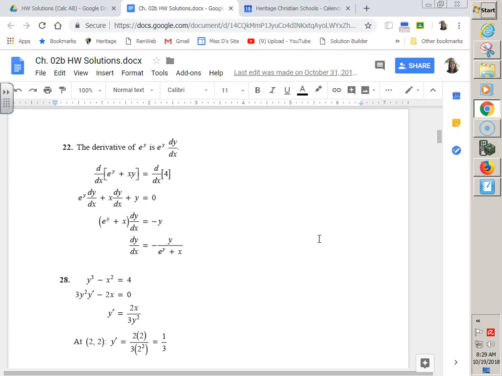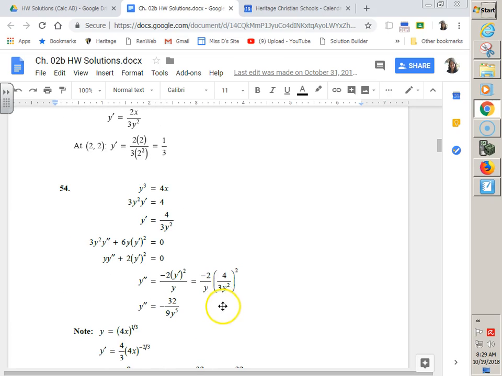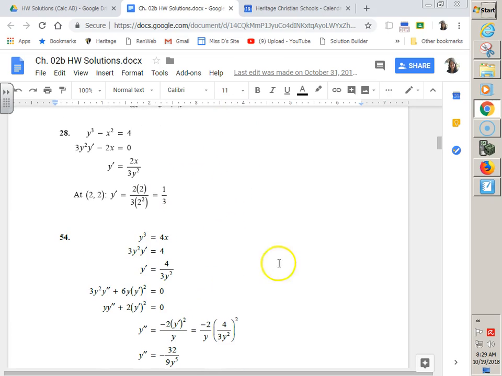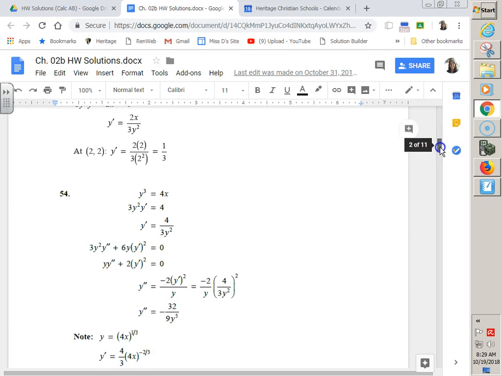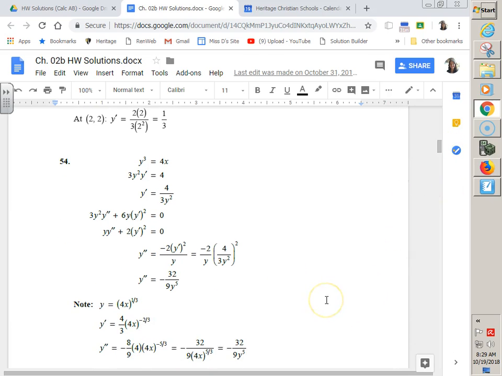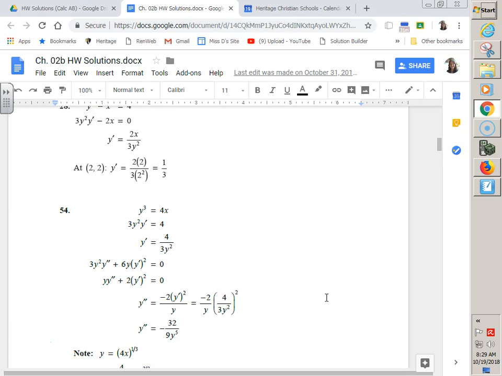It's a negative. There's so many negative answers. Don't be negative people. Negative y over e to the y plus x. Number 28, you guys can see that you're supposed to be plugging in. If you got the 1/3 off or wrong, check your derivative. 2x over 3y squared. Number 54 was a second derivative. 28's right here. y prime and then 1/3. Number 54. They say y prime, you would have said probably dy dx.